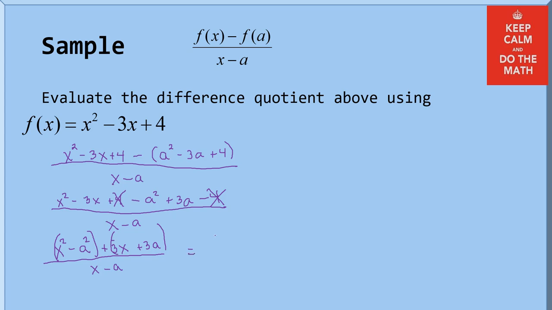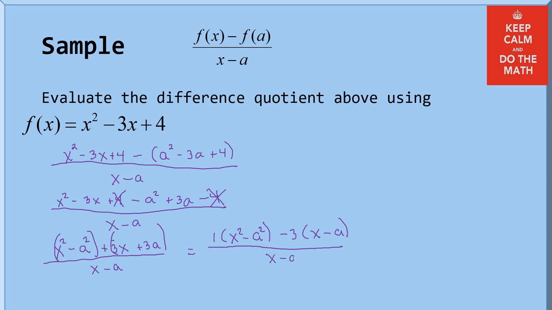and x squared minus a squared doesn't really have anything I can factor out, so I'll just write it with a 1 in front. The second one I could factor out a negative 3, and I'm left with x minus a. Ooh, that's looking promising.